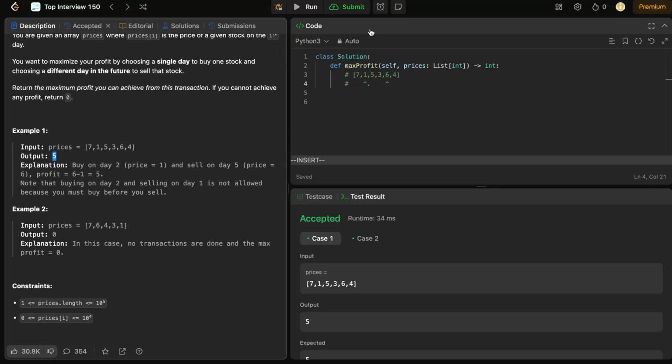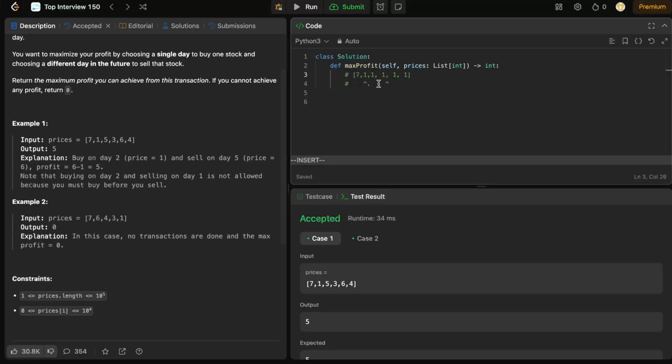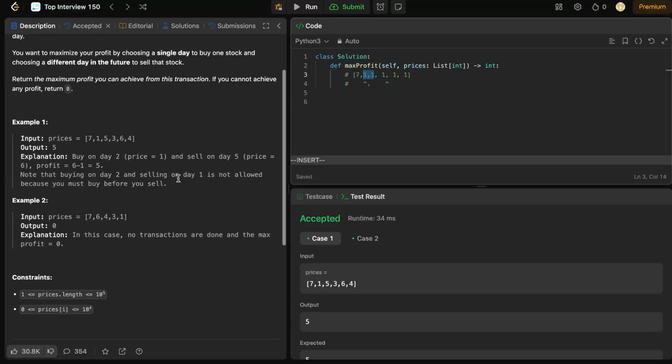But we have to be careful because we don't know what numbers follow. So for example, in this case, if we just had ones in the list, the maximum profit we would have is 0 because we would just not buy or sell anything. Or we would buy something and sell it the next day at the same price.